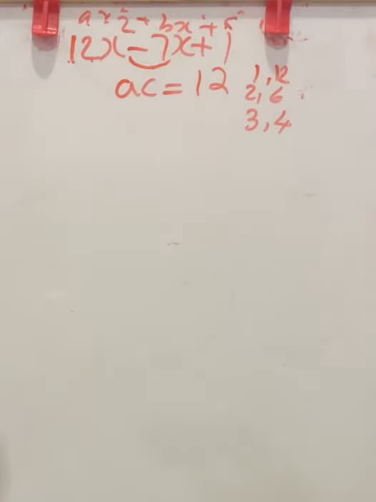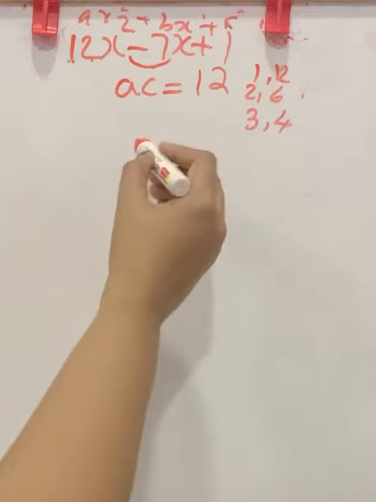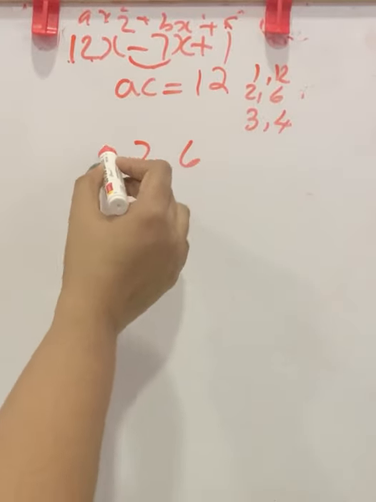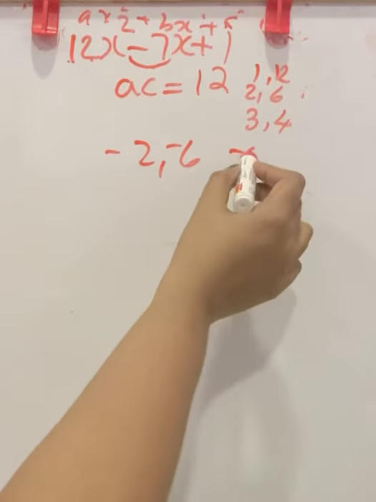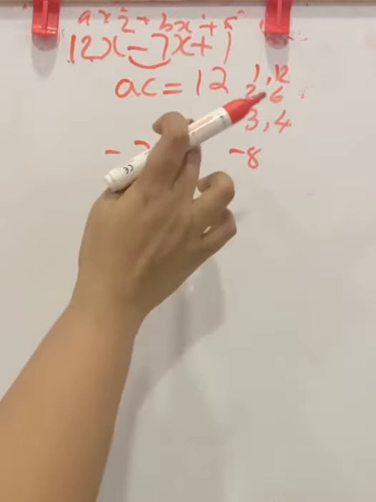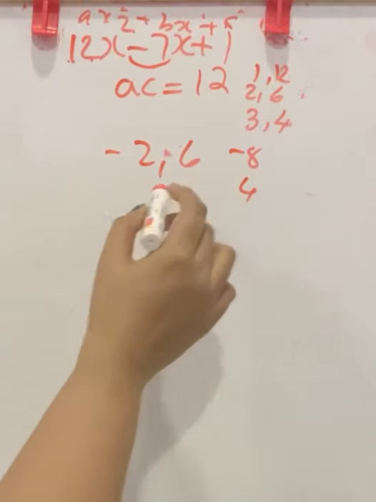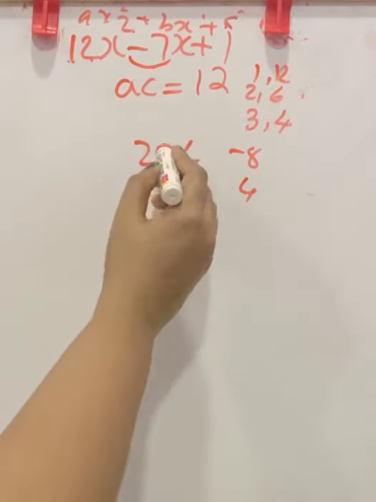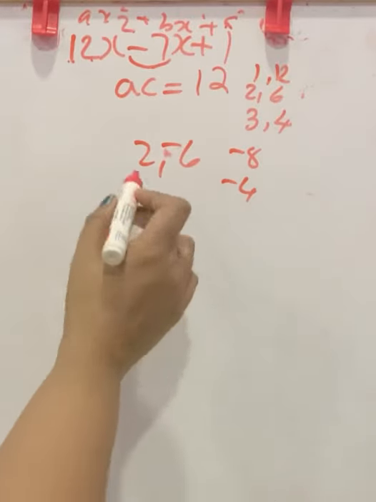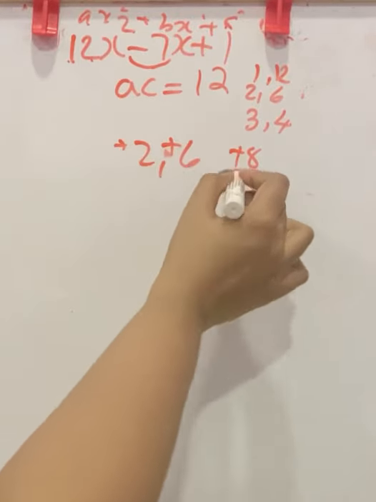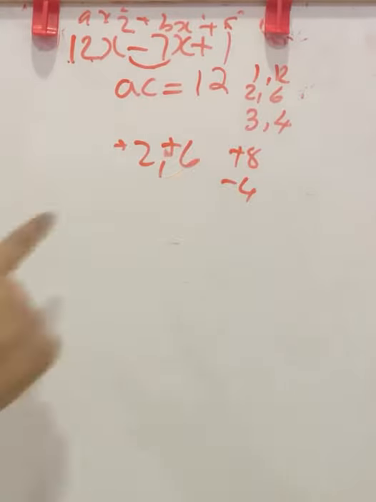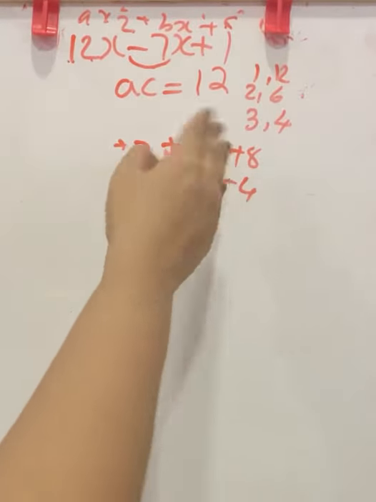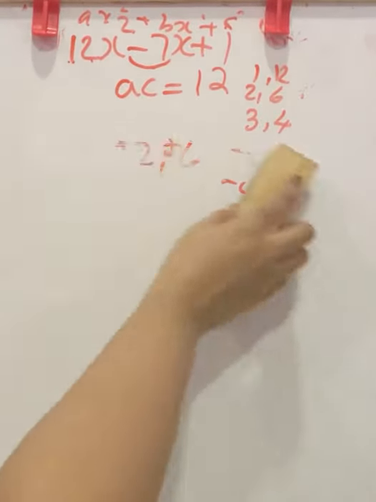2 and 6 also, you can't get negative 7. That is, if 2 and 6 are taken, minus 2 plus minus 6 is minus 8. Minus 2 plus 6 is positive 4. 2 plus minus 6 is negative 4. Plus 2 and plus 6 is plus 8. So, you will get only 8 and 4, positives and negatives. So, that is not the pair.